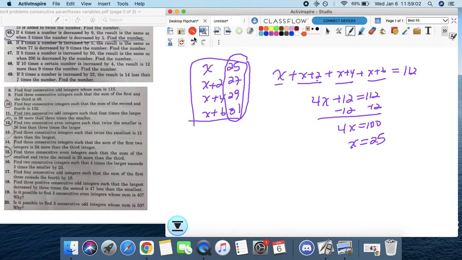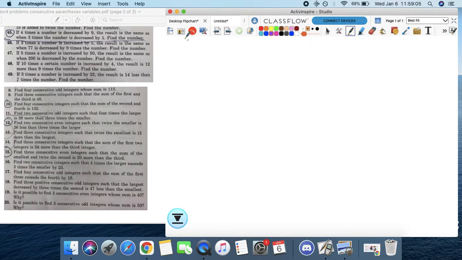Oops, why is this not erasing? Number 9 says find 3 consecutive integers. So now they're not odd or even, so it's just x, x plus 1, x plus 2, such that the sum of the first and the third is 40. So here are my first 3 consecutive integers, one number following the other. They say the sum of the first, which is x, plus the third, which is x plus 2. So when I add the first number and the third number, it should give me 40.